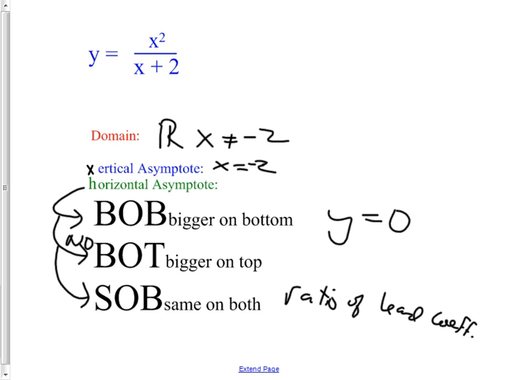Ratio of lead coefficients. Well, this one is what? Bigger on bottom, bigger on top, same on both. Bigger on top. If it's a bot, then what's the answer? There's no bots. So there's none. So my answer for horizontal asymptotes: none. All right, let's do a few more of those. The ones where you have to find bigger on bottom, bigger on top, same on both, those are the hardest ones. So let's do a couple more of those.